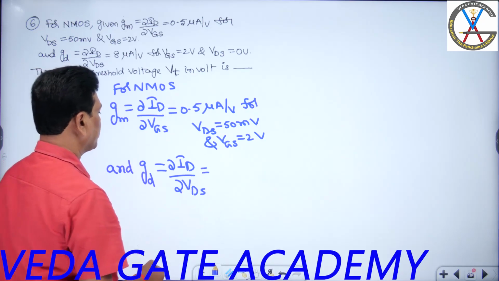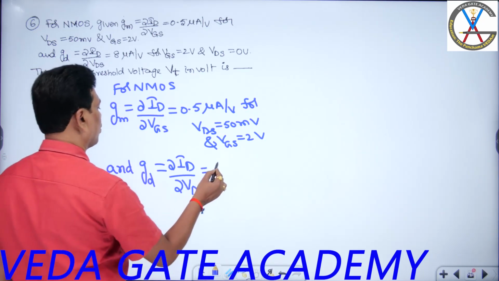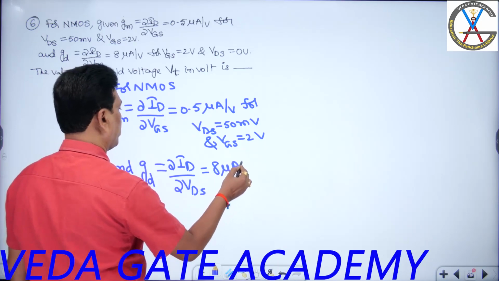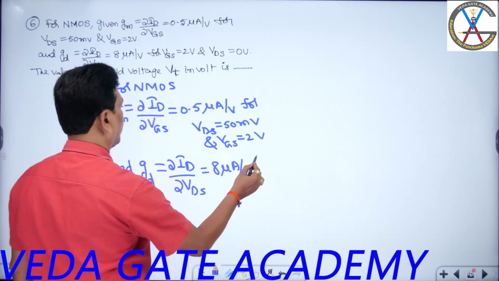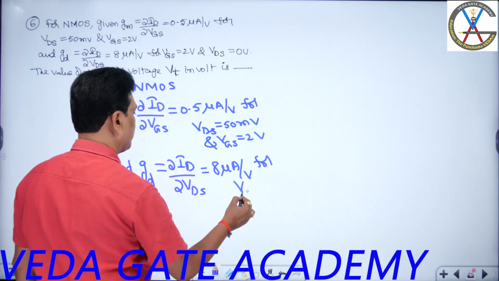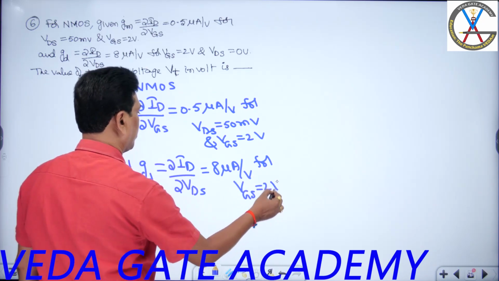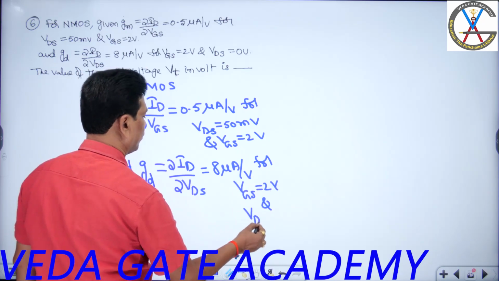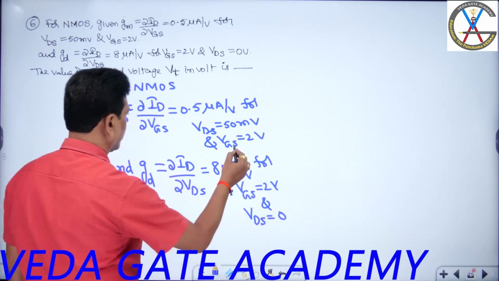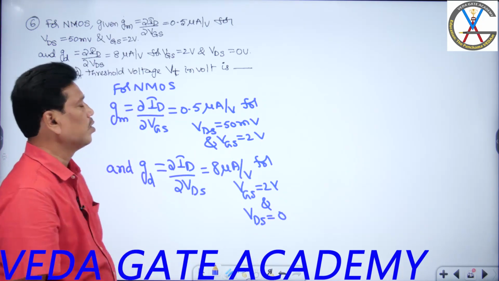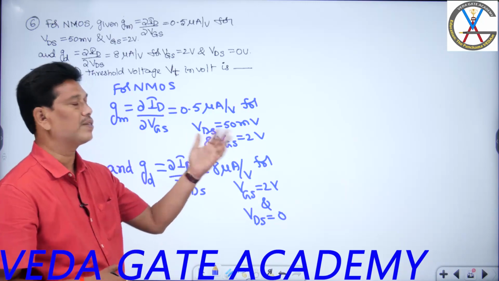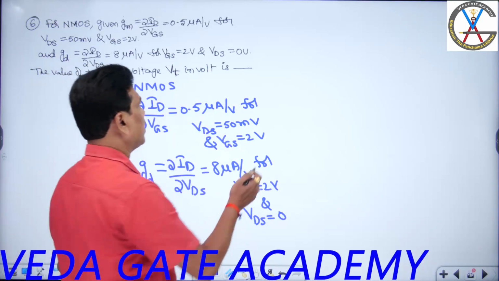∂ID/∂VDS equals 8 microampere per volt. For VGS, it should be the same 2 volt, but VDS should be 0. So in both cases you observe that VDS is small. As VDS is small, the device is in linear mode.